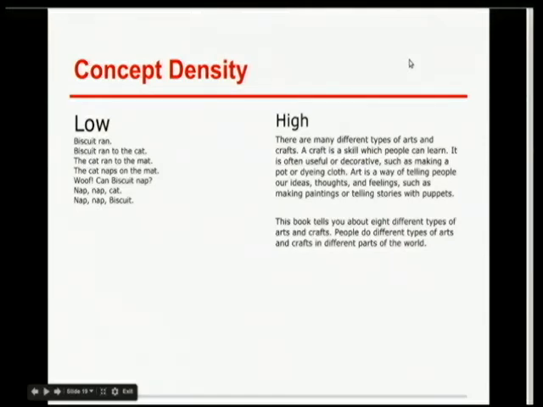So this one on the left, we got biscuit, we got the cat. They're not doing a lot of different things. The same words are appearing again and again in sentences with each other. As opposed to this other text, lots of novel words, really no pattern sentence to sentence in terms of how those words are used. So the concept density is high.